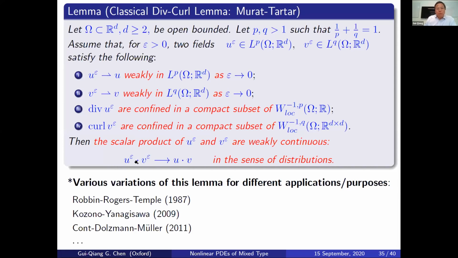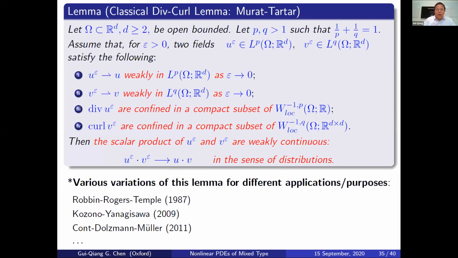Then, of course, we know that it is uniformly bounded in L1, but what is the weak limit? Well, generically, even if it is not an L1 function, it could be a measure. But if you require a little bit more, then not only is the weak limit still L1, but it is weakly continuous. Now there are various extensions of this lemma.